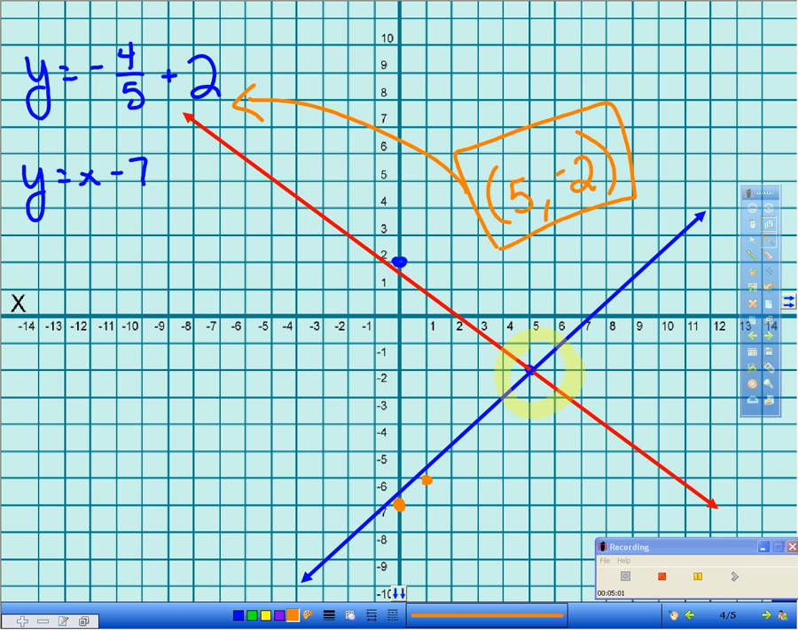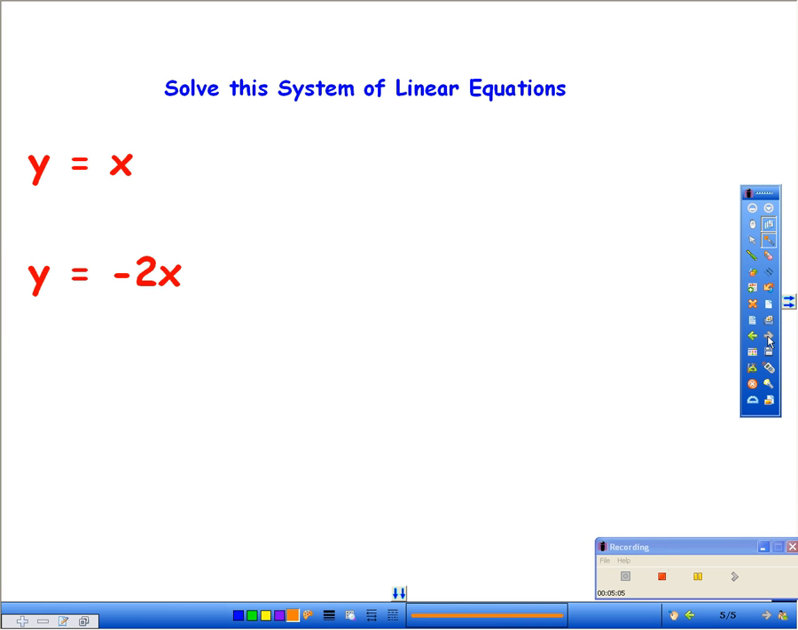Let's have you do a problem. y equals x and y equals negative 2x. I want you to graph those two lines, find out where they cross, and find out the solution.